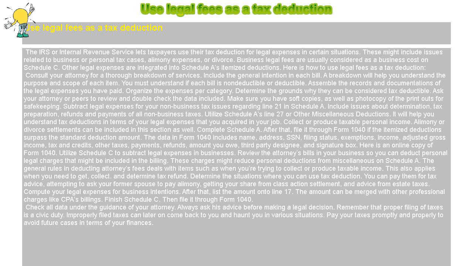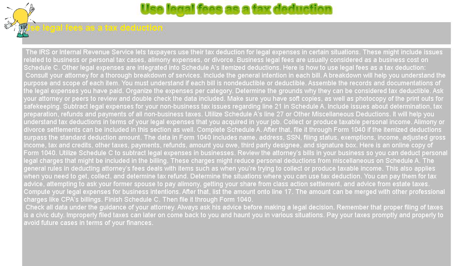Consult your attorney for a thorough breakdown of services. Include the general intention in each bill. A breakdown will help you understand the purpose and scope of each item. You must understand if each bill is nondeductible or deductible.